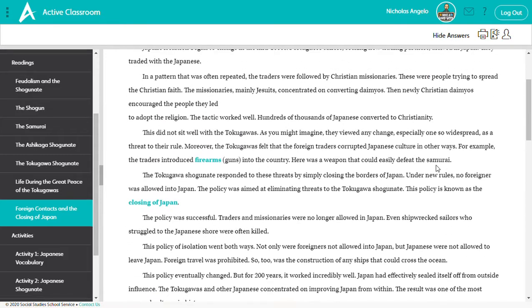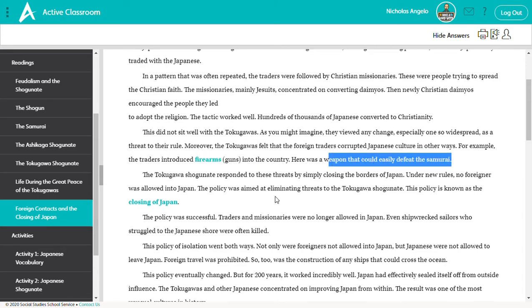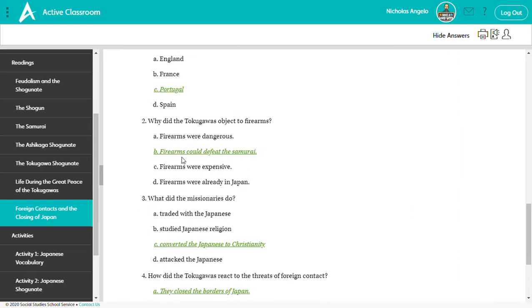Well, think about it. Their warriors, their samurai, fought using swords. So if people could bring in guns, that's a weapon that could easily defeat the samurai. So your best choice is going to be B. Firearms could defeat the samurai.